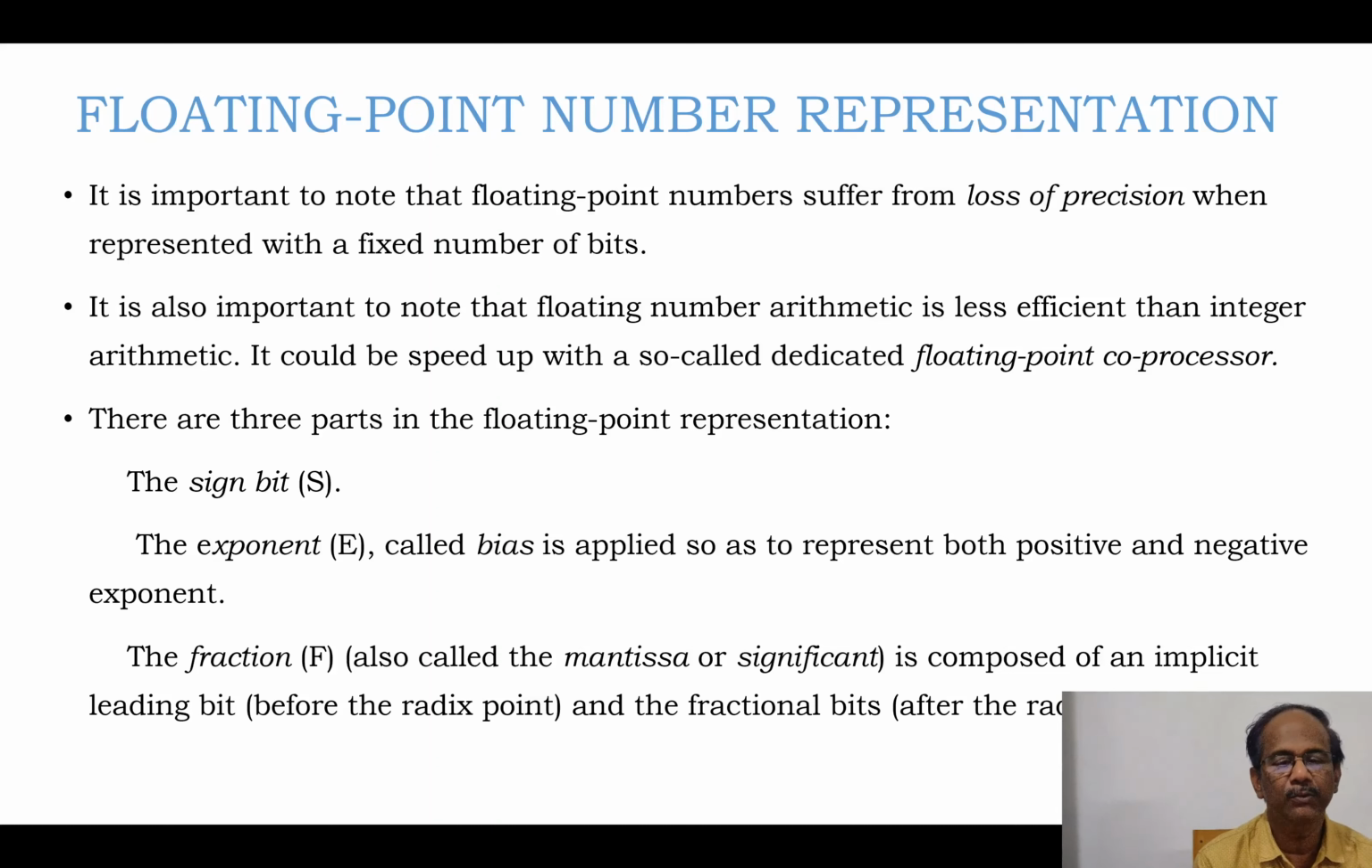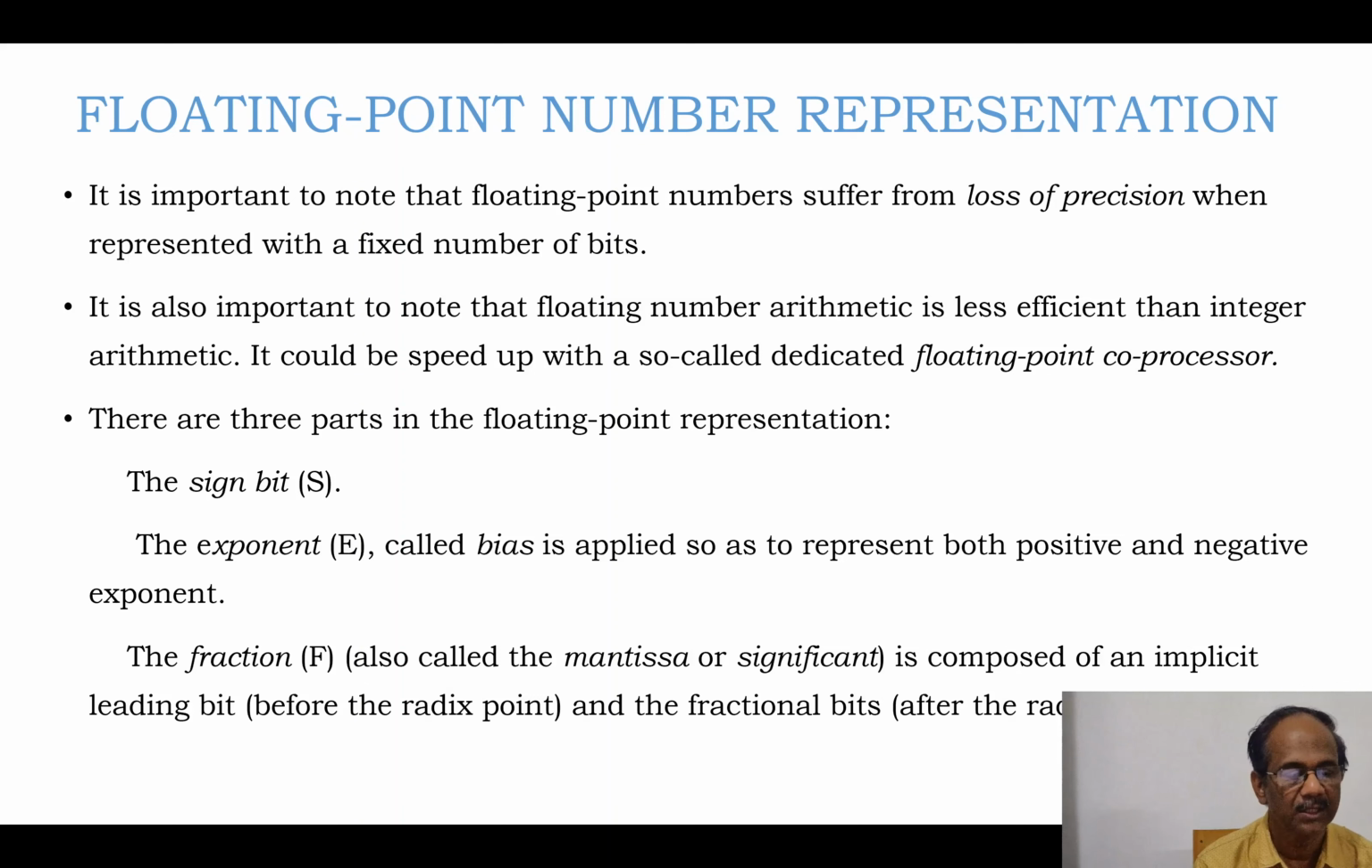The major limitation with the floating point number is that it suffers from loss of precision when represented with a fixed number of bits, because being a very large number or a very small number, it's not possible to represent floating point numbers in a fixed number of bits. And it's going to be less efficient than integer arithmetic, or otherwise we need a dedicated floating point coprocessor. In earlier processors, we had coprocessors for processing floating point numbers due to this reason. And for a floating point number representation, as we have seen, there are three components. First one is a sign bit. The second one is the exponent, generally represented by using bias notation.